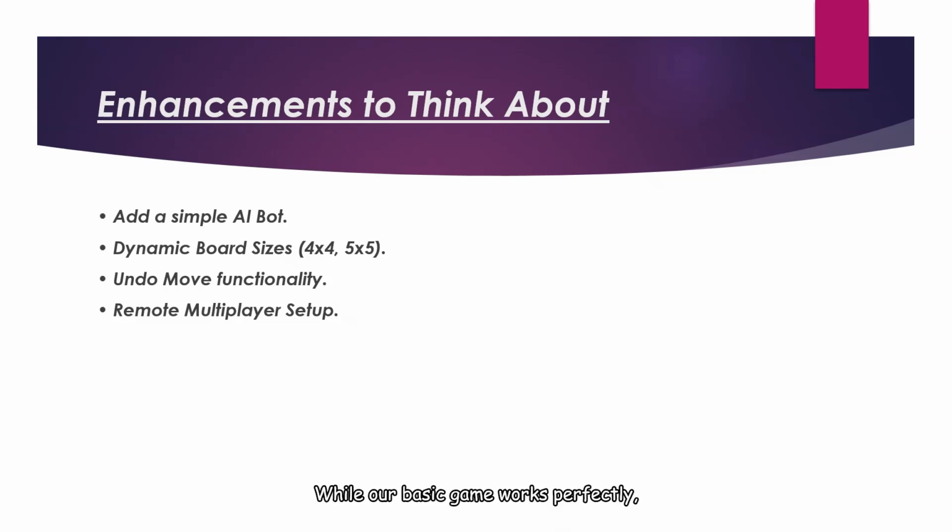While our basic game works perfectly, there are a number of potential enhancements we could consider. One obvious feature is adding an AI component. This would involve implementing a simple decision-making algorithm such as a random move generator or something more complex like the minimax algorithm. Another enhancement could be allowing players to play on a larger grid like a 4x4 or 5x5, which would require adjusting the win condition. You could also add an undo move feature or extend the game to support remote multiplayer functionality so players can compete over a network.